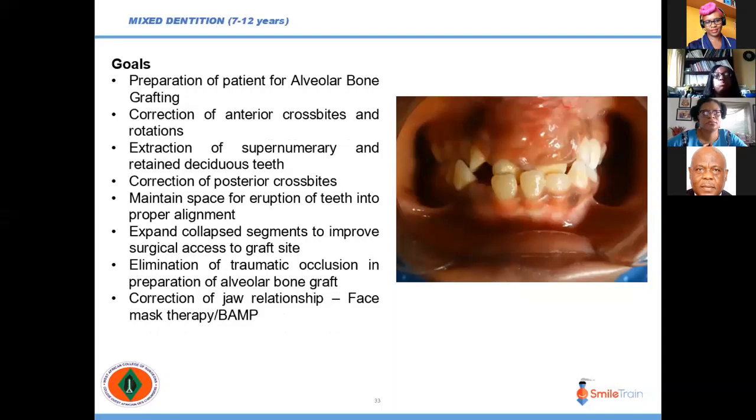By the time we get to the mixed dentition stage, and this is from 7 to 12 years of age, we get very busy. The orthodontist gets very busy. So we're preparing the patient for alveolar bone graft. We're correcting anterior and posterior cross bites, anterior rotations. We're expanding the arch. We're eliminating any traumatic occlusion. And in patients that present with deficient maxillary or maxillary hypoplasia, we are carrying out face mask therapy or bone-anchored maxillary protraction.